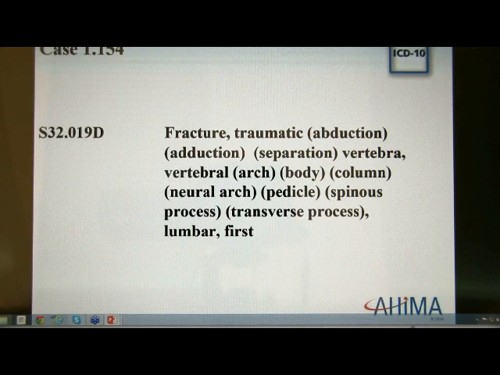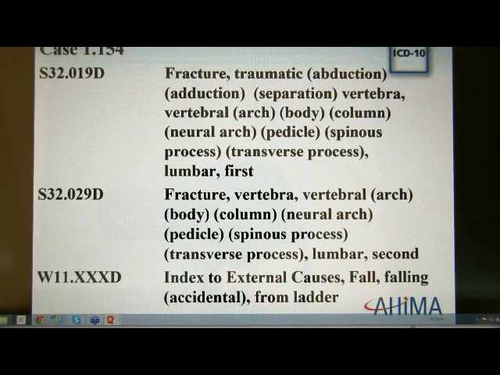The last code we'll code on this case is the external cause, which was falling from that ladder. And again, you'll notice that 7th character is D. The place of occurrence and status, external cause status codes, so those Y codes that explain that the patient was doing routine maintenance in their single-family home while doing non-work activities, those codes only get reported on the initial encounter. So only the first time the patient is seen for a problem, whether that's in your office or at the ER, that's the only time those codes need to be reported.